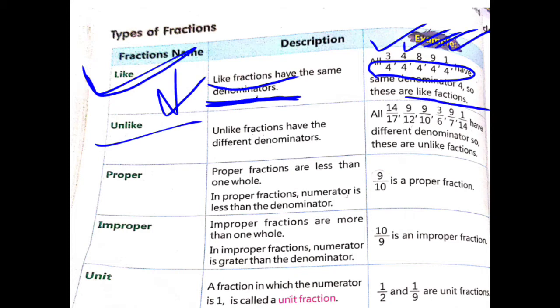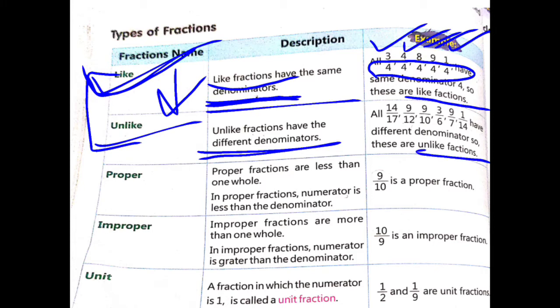Next, unlike fractions. When all the denominators are not the same, then you can say it is an unlike fraction. It is the opposite of like, na? Like and unlike are opposite of each other. In like, all denominators are the same, but in unlike, different denominators. That's why we can say any fractions which have different denominators are unlike fractions.